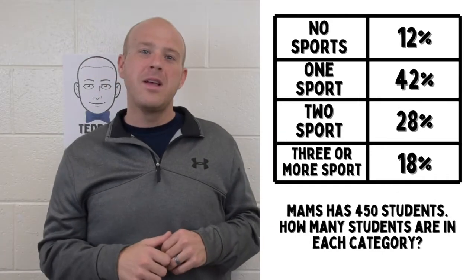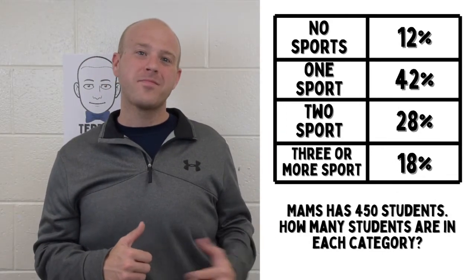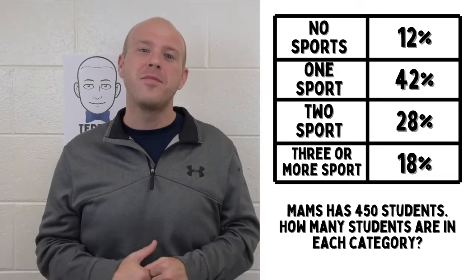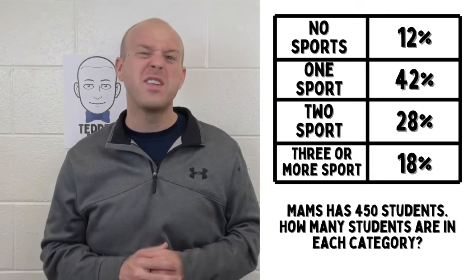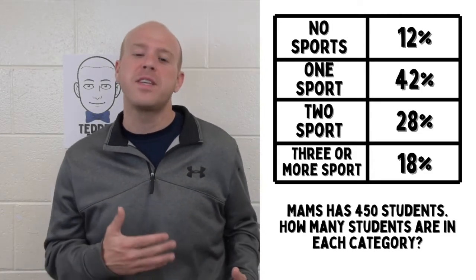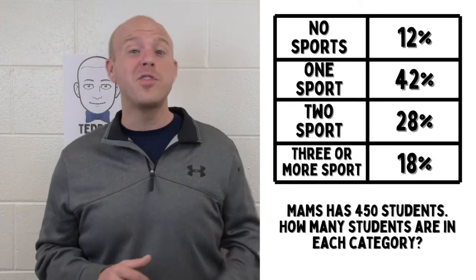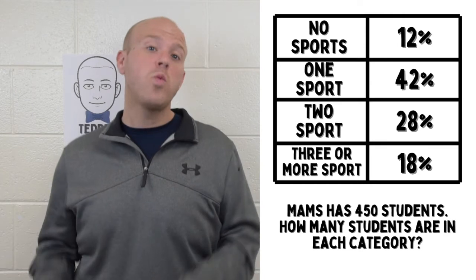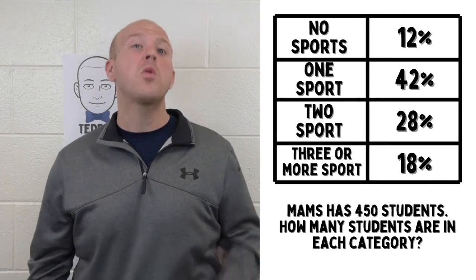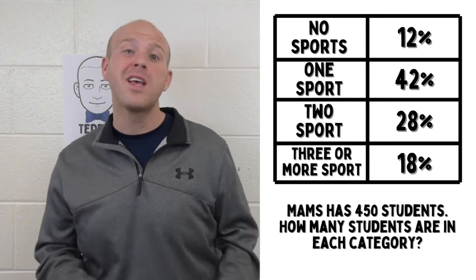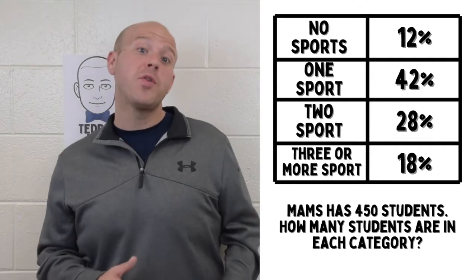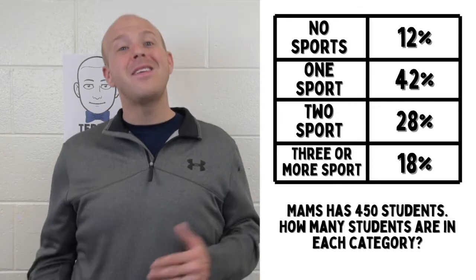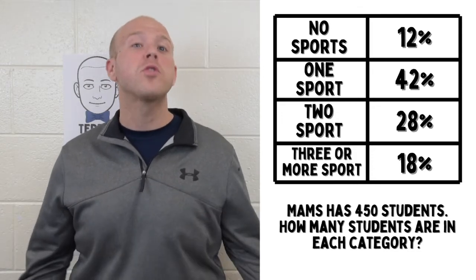All right. So in this problem, I'm looking at our whole entire student population here at Mount Airy Middle School. We have roughly 450 students, give or take a few, but let's just round it to 450. From the table, you can see we broke down the percent of students who participate in no sports, one sport, two sports, or three or more sports. No sports is 12%, one sport is 42%, two sports is 28%, and then 18% of our student population do three or more sports.